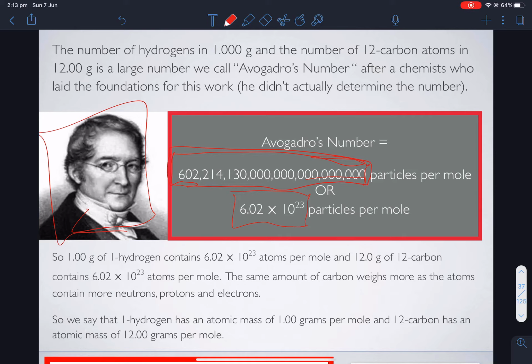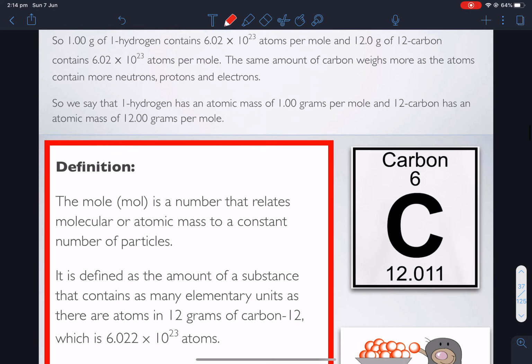Okay, and that's particular to the carbon-12 too. And we can say that if you have hydrogen-1, or the hydrogen with 1 proton in the middle, it has an atomic mass of 1.00 grams per mole, because 1 mole of that weighs 1.00 grams.